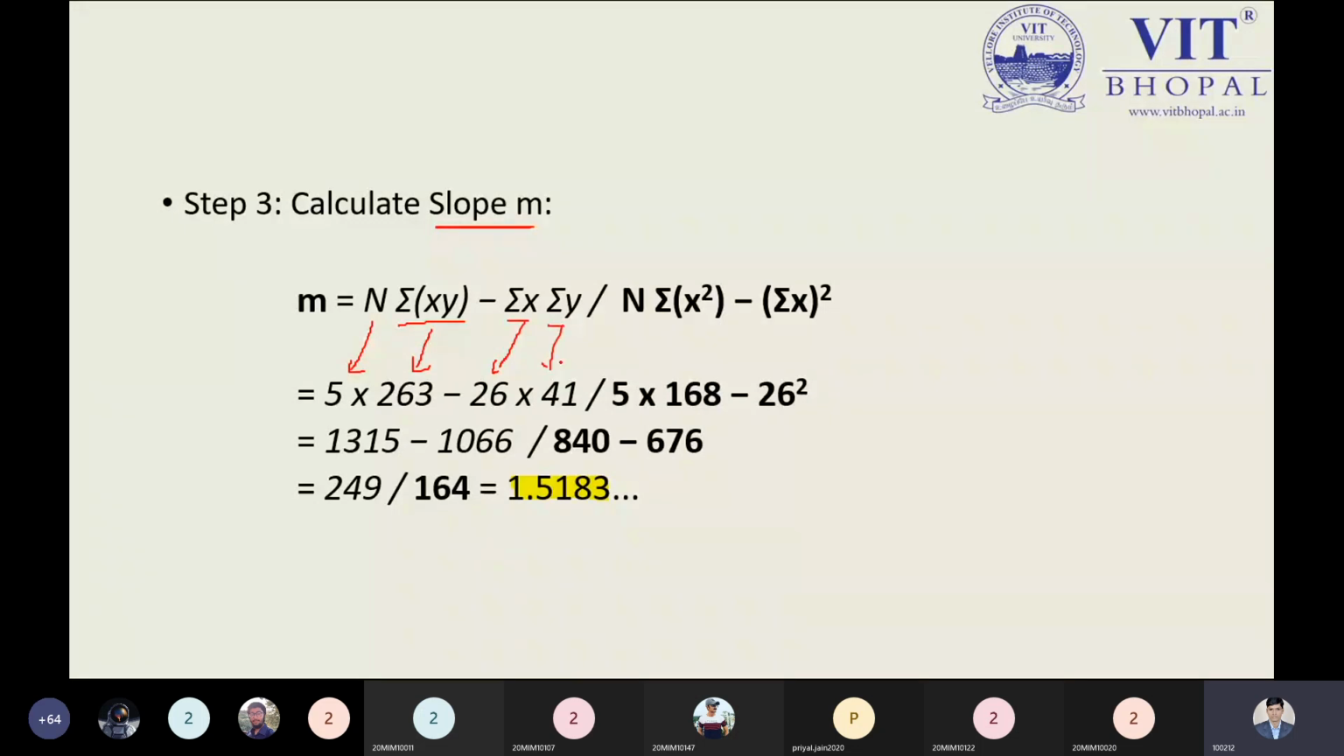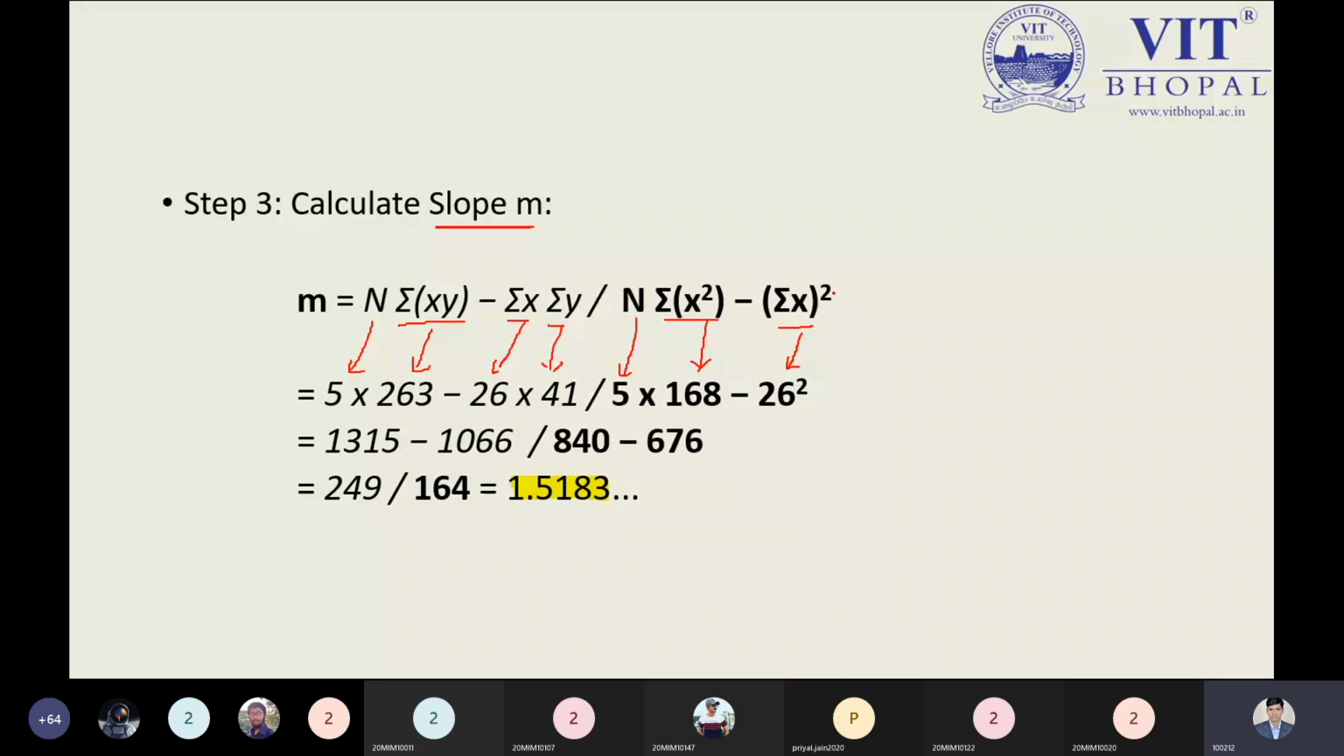So this would be two parts, one the numerator and one the denominator. Now we have a numerator over here. And after applying the division operator, for the denominator we have n into summation x square, so we are putting the n value, that is 5, and summation x square, that is 168, and then summation of the x whole square, so we have to use the 26 value rather than the 168.